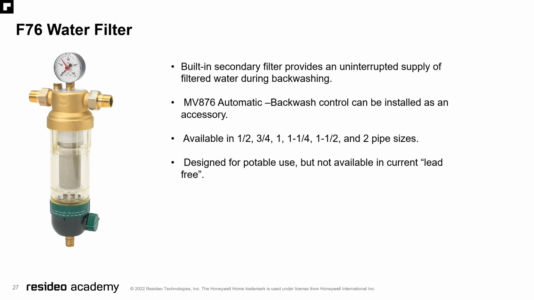Has a built-in secondary filter to provide an uninterrupted supply of filtered water during backwash. This will take the MV876 automatic backwash control. You can mount it directly to it. Comes in all the way from 1/2 inch all the way up to 2-inch pipe sizes. It is designed for potable use, but is not available in current lead-free.